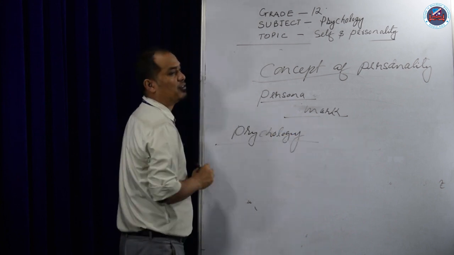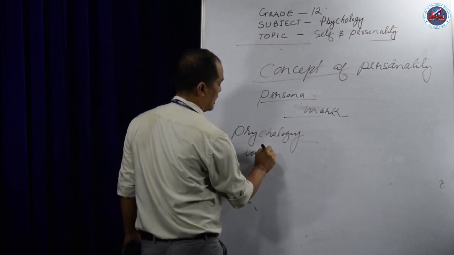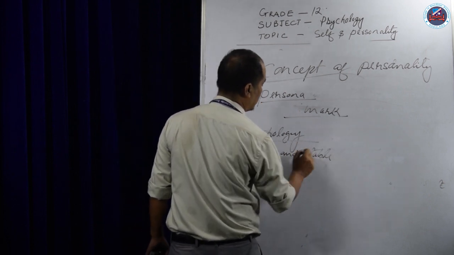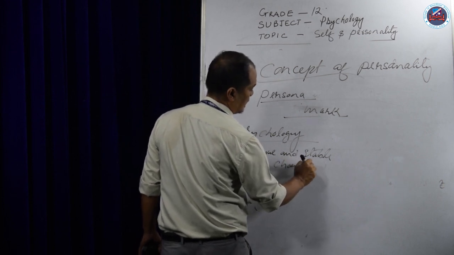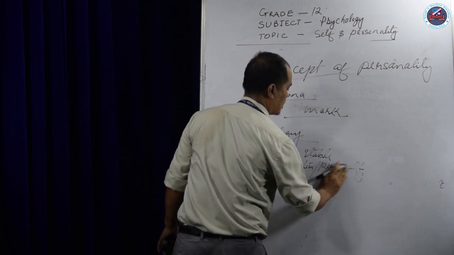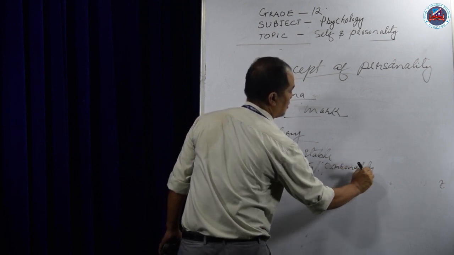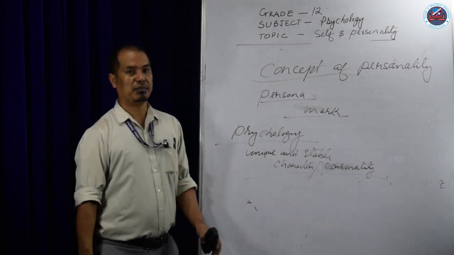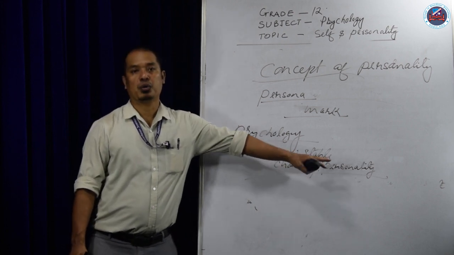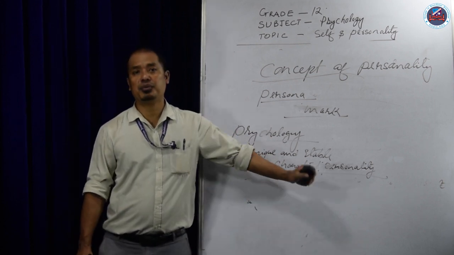Based on the psychology definition, personality means a unique and stable character or personality, which does not get changed over a period of time. It's called personality according to the psychology definition.